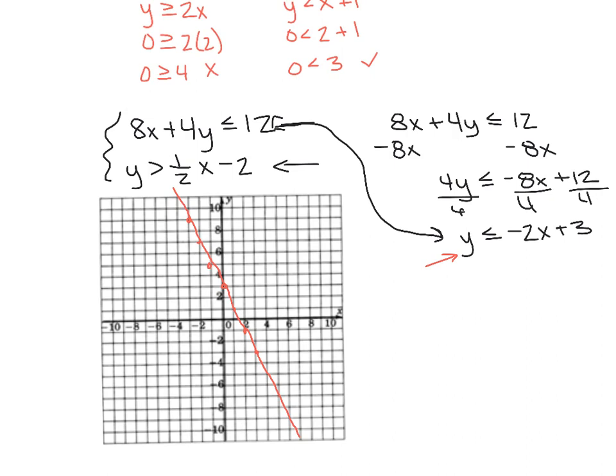All right, the next one I'm going to do in yellow. I'm going to do y is greater than 1/2 x minus 2. It's just a greater than sign, so we're going to use a dashed line. Our y-intercept is negative 2, and our slope is 1/2, so we're going to go up 1 over 2, up 1 over 2, and we can go down 1 over 2, down 1 over 2.